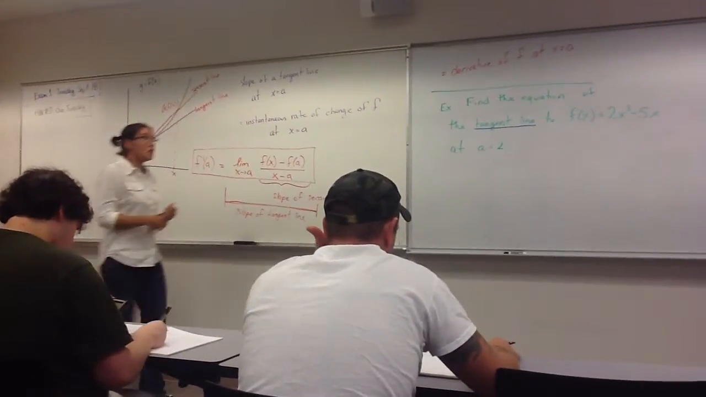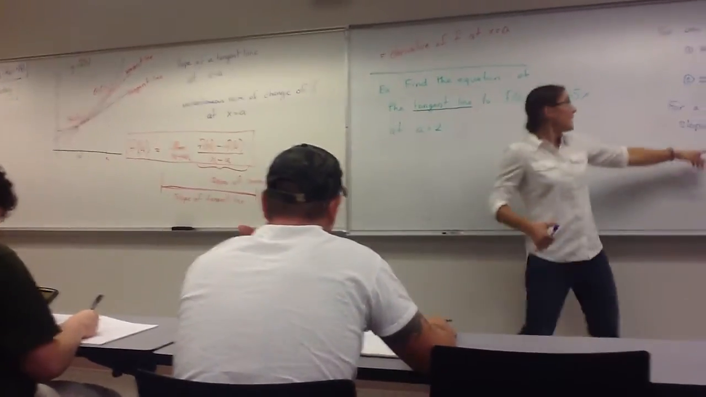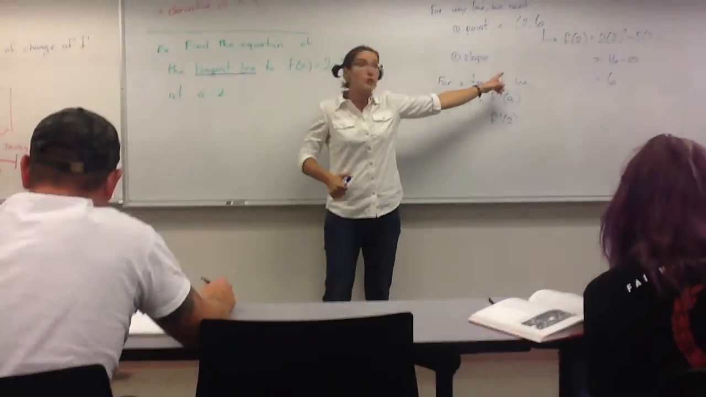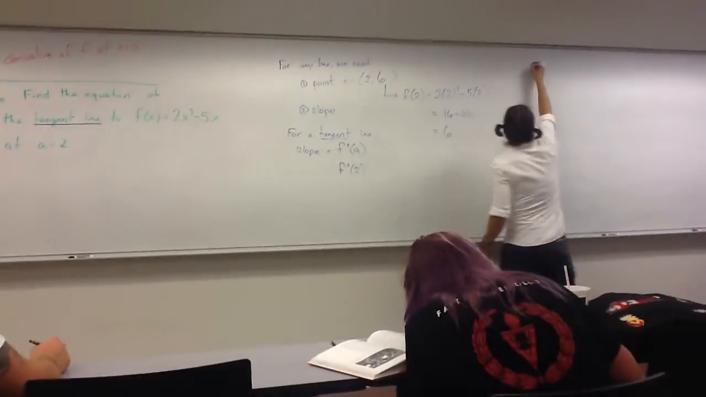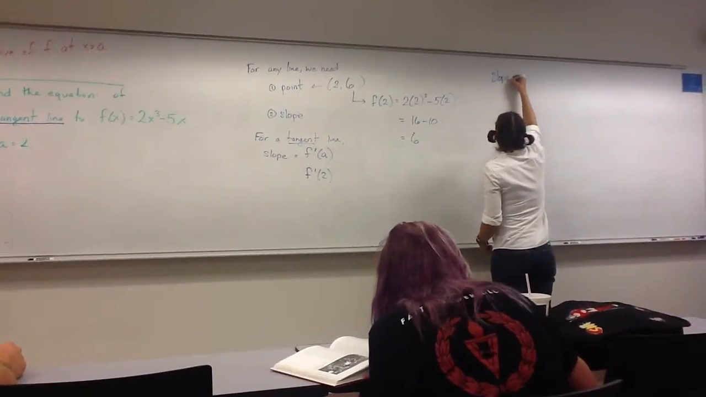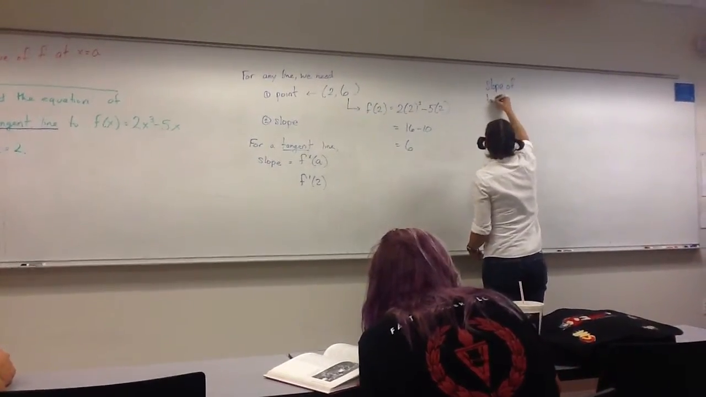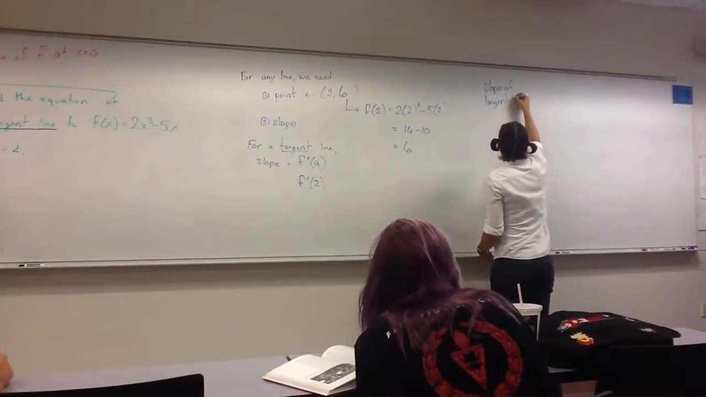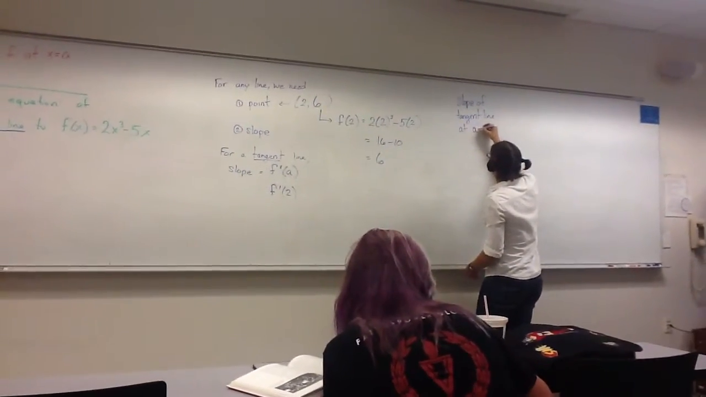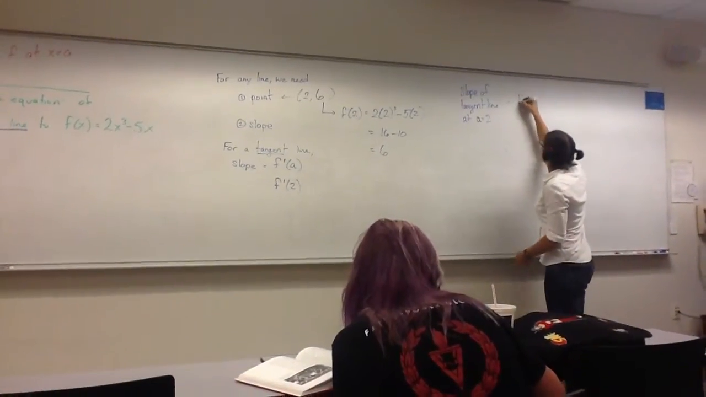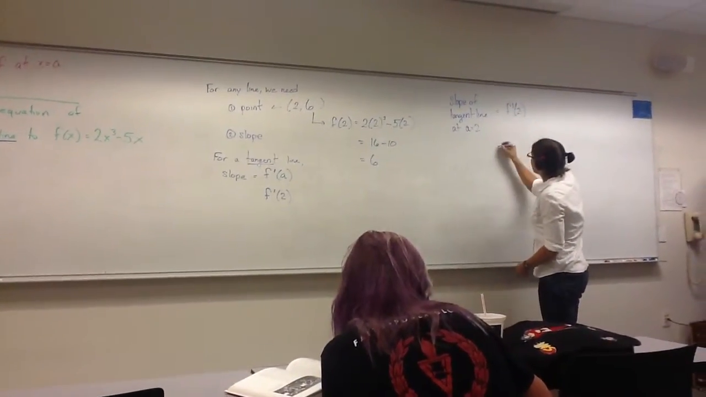Okay, so our goal is to calculate the slope. We have a point, but we need the slope. So right now, our slope is going to be given by f prime of 2, the slope of our tangent line at a equal to 2. That's f prime of 2.